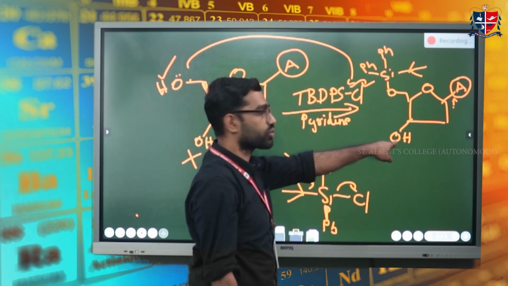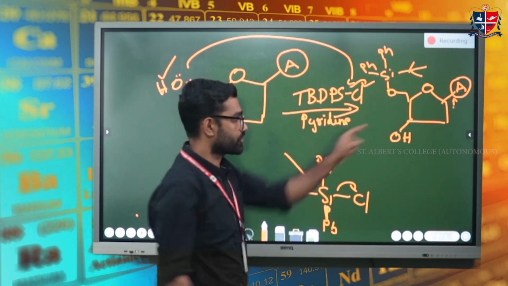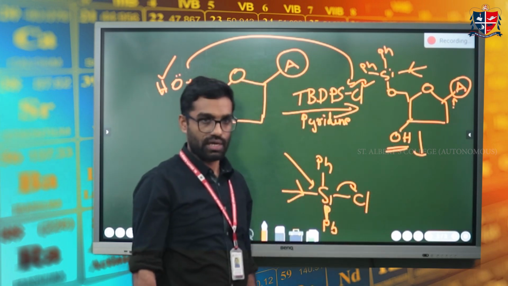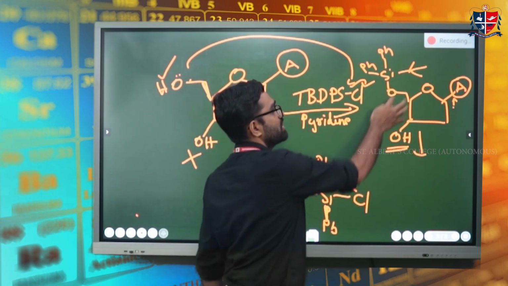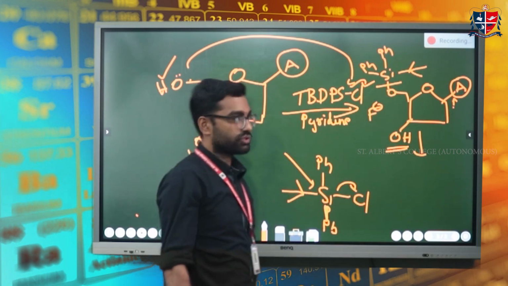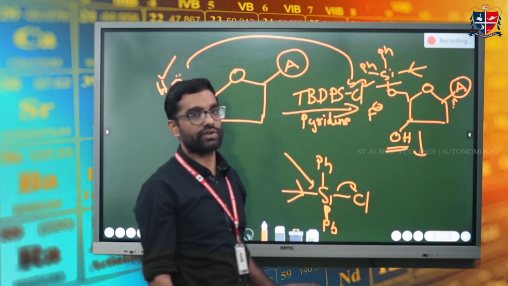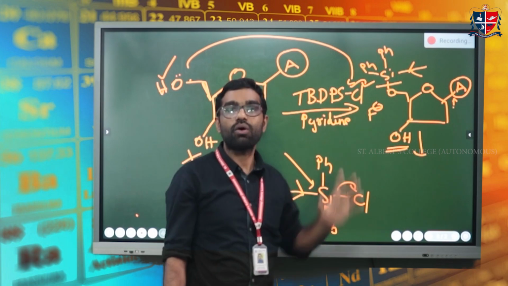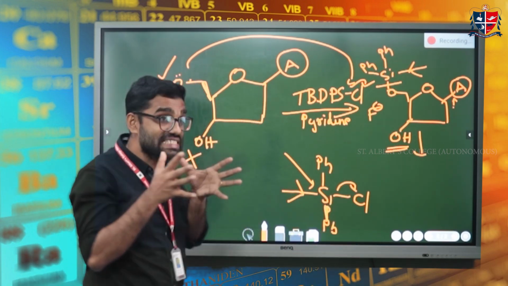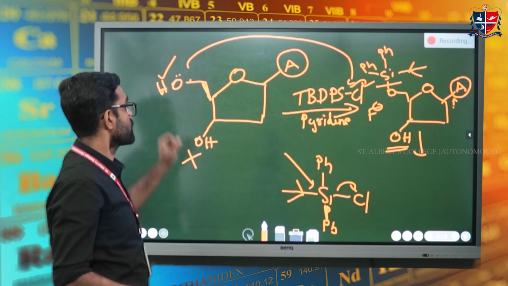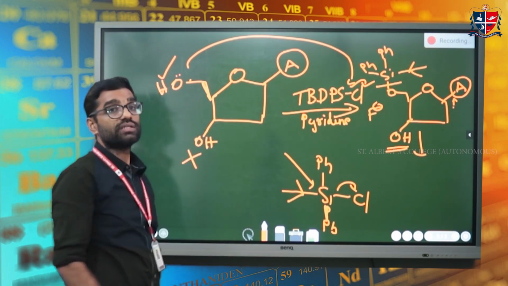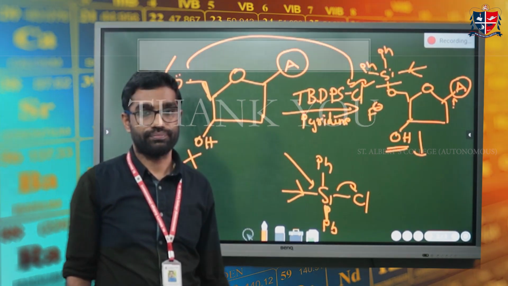And now you can oxidize this OH group to a carbonyl group, and then after oxidation you can cleave this with a fluoride ion. So this OH will be free. Then this OH will be oxidized. This is how we can selectively protect the primary OH group in presence of a secondary OH group. Thank you.